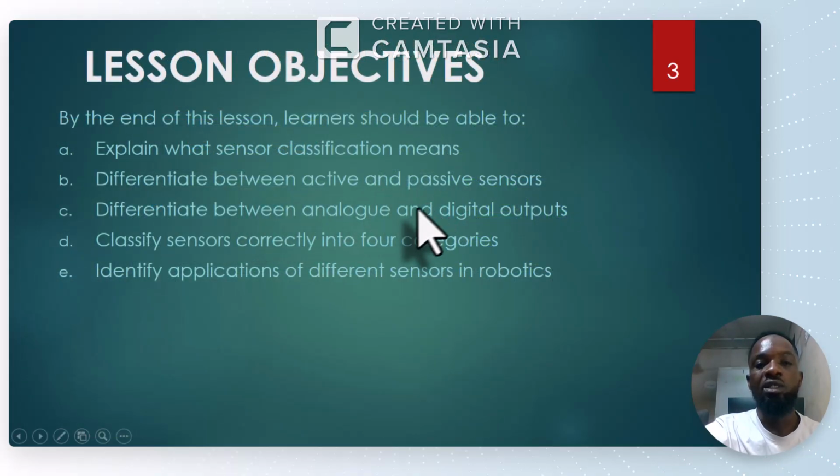By the end of this lesson, the expectation is that you and I should be able to explain what a sensor is and their classification as well. Then differentiate between active and passive sensors, differentiate between analog and digital outputs, classify sensors correctly into 4 major categories. And then finally, identify applications of different sensors in robotics. Hope that is clear. Let's move to the next session.